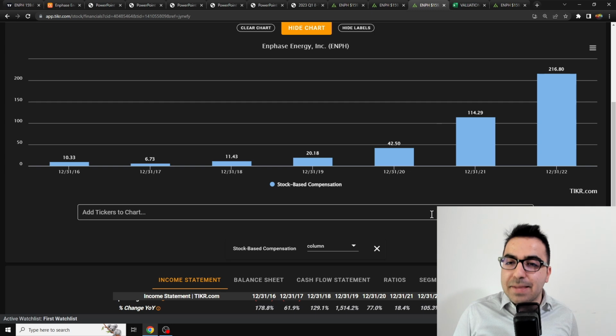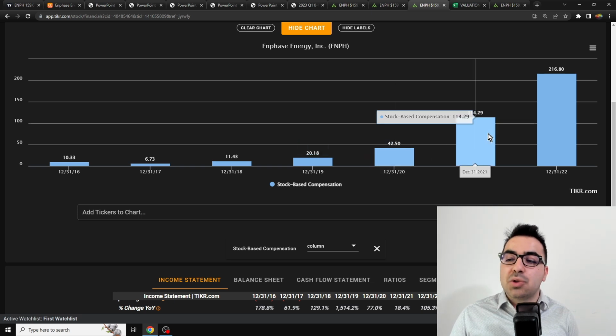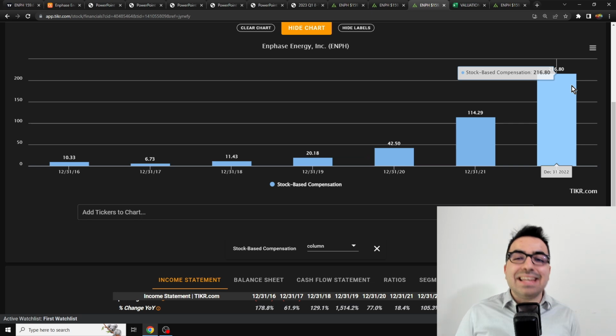This is a real expense, but they adjust for it on the non-GAAP EPS, and this is why it looks so amazing. If you look at it from 2020, it went from 42 to 114 to 216 in 2022. This is massive, massive growth in stock-based compensation, and this is really hurting shareholders in the long term.